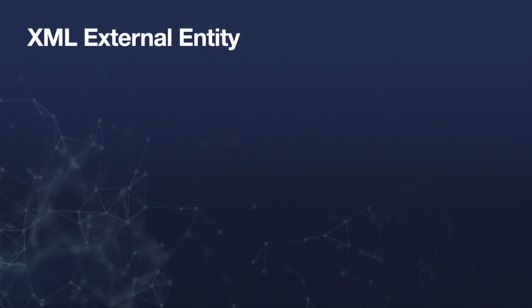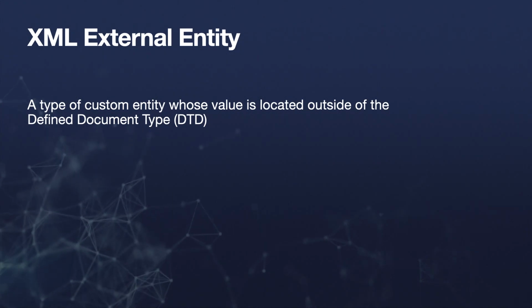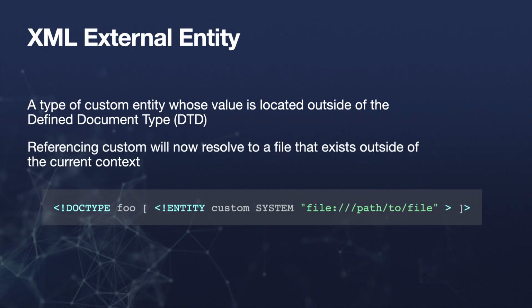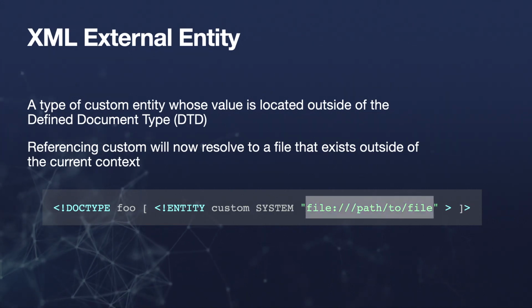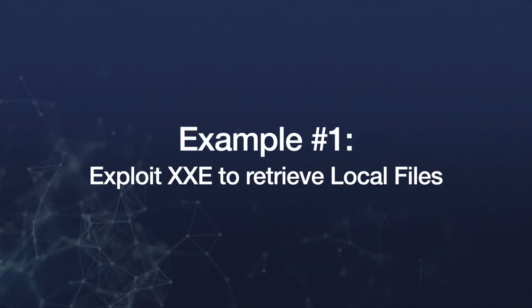An XML External Entity is a type of custom entity whose value is located outside of the defined document type, the DTD. Referencing custom in the example below will now resolve to a file that exists outside of the current context. In our first example, we'll be looking at an application that checks the number of open spots in a class via XML input. As we can see here, it takes in a class ID and responds with the spots available for that class. In our first exploitation attempt, we're going to try to retrieve local files.